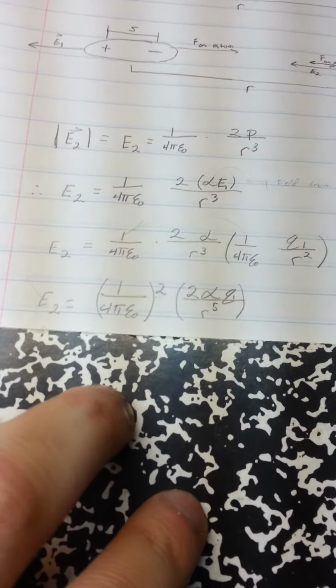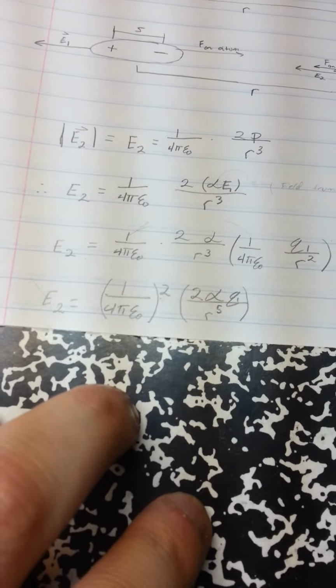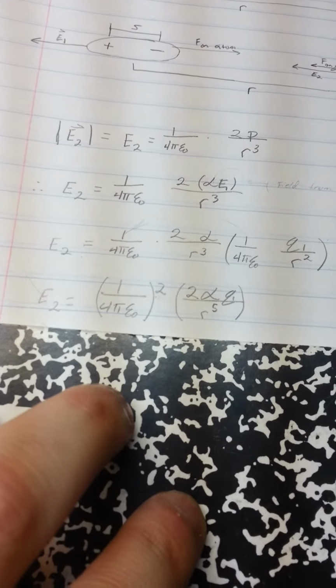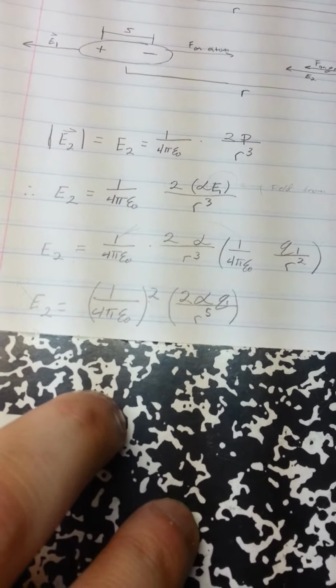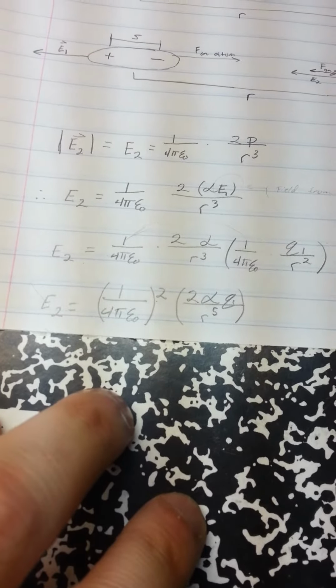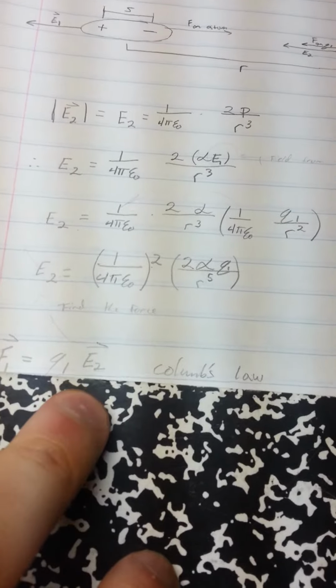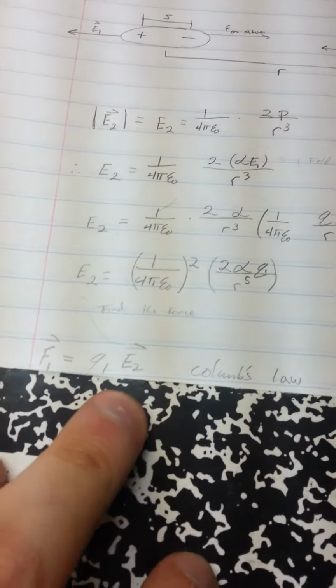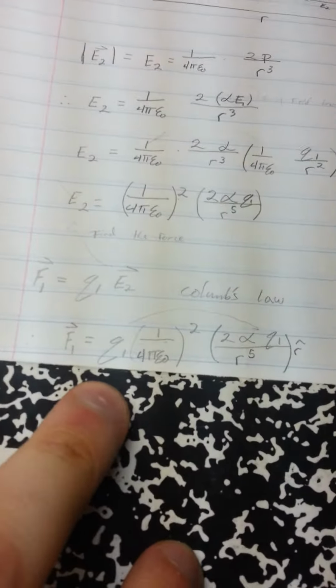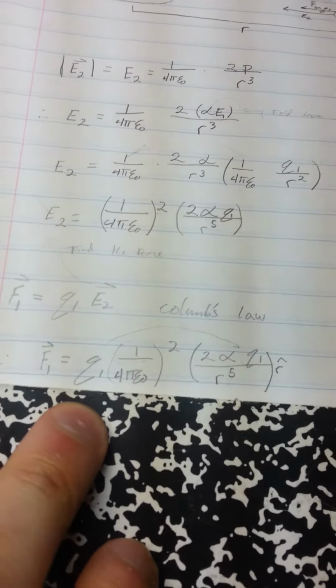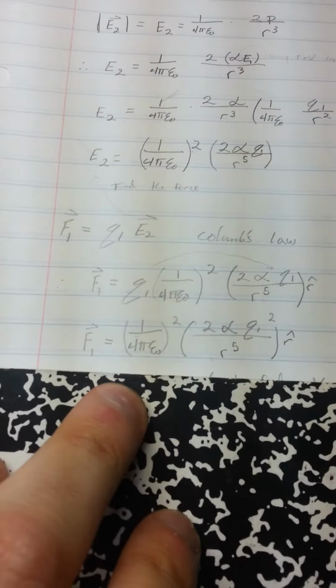Now let's say you want to find the force on the point charge due to the electric field of the dipole. Well, we can just use Coulomb's law, which is the relationship between force and electric fields, which is this. We just solved for E2, so we can just plug that in directly, giving us this. Once again, combine a few like terms, rearrange a few things, and you get this.